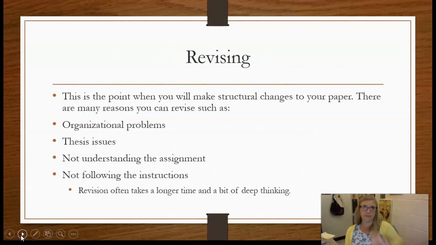Okay, so we're moving back to the process. So we've drafted and now we're revising. This is usually the worst for my students because this is where you make the structural changes. So if your paper is unorganized, you're going to have to redo some paragraphs. If you just didn't have a thesis, then your paper does not fit because you never had the thesis to guide you.